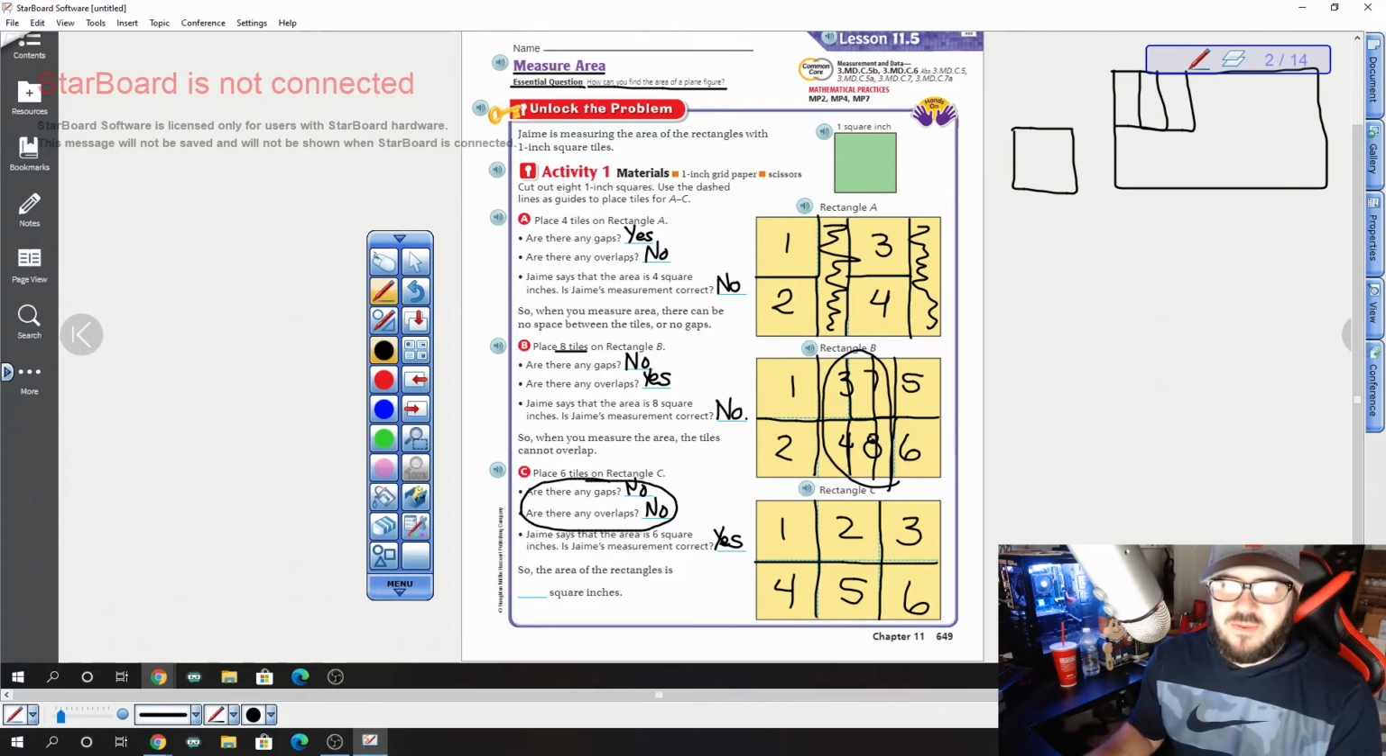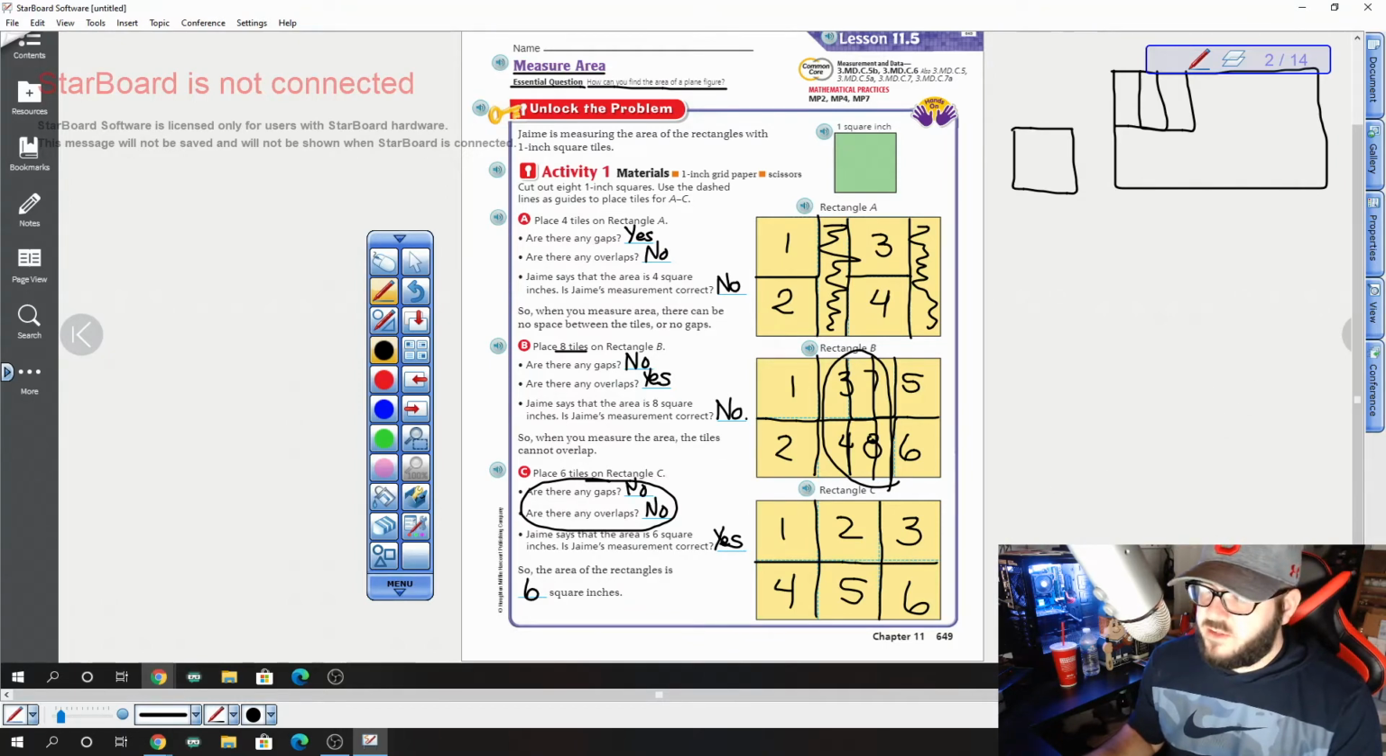Okay, see, the problem with number 1 is that we had gaps. Problem with number 2 is that we had overlaps. This one, we don't have either of those problems, so his measurement is going to be correct. So the area of the rectangle is 6 square inches.